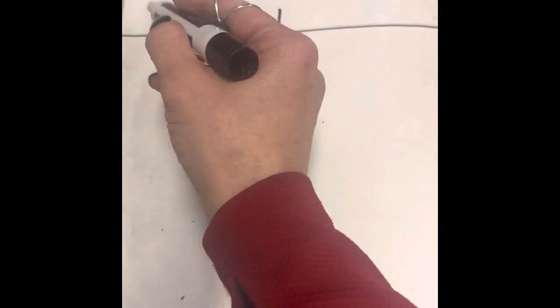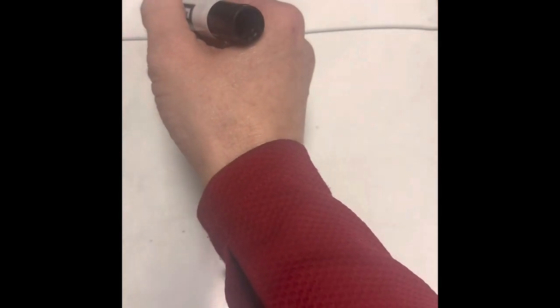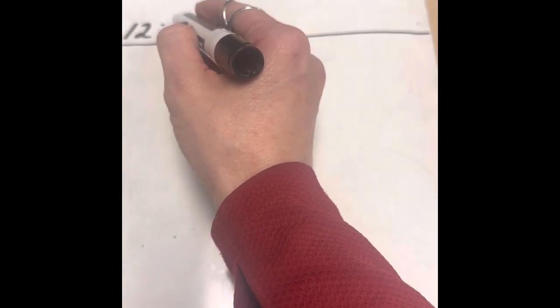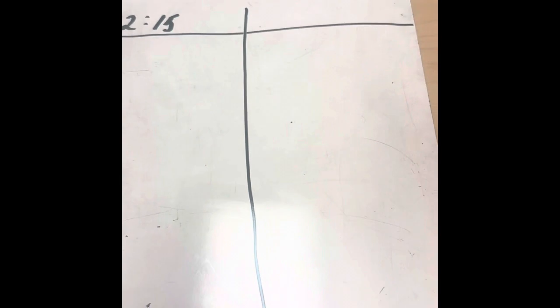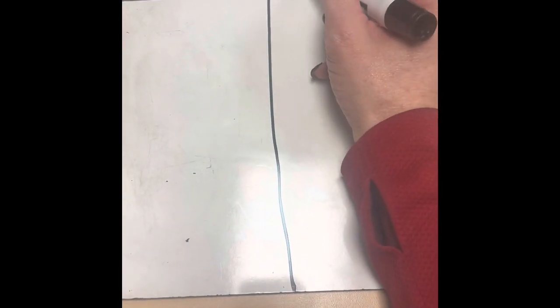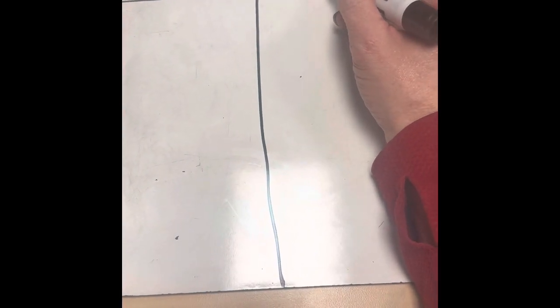You have your start time. So let's say our start time is 12:15, and our end time is, let's say it's 4:35. So we need to get to 4:35. We need to figure out how many hours that takes.